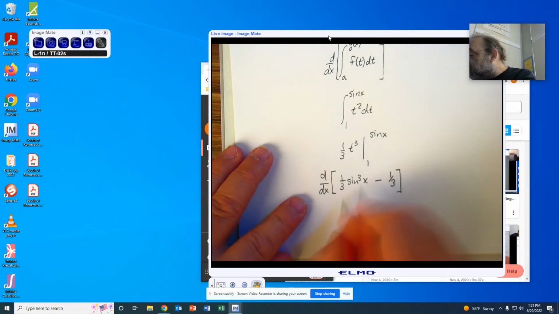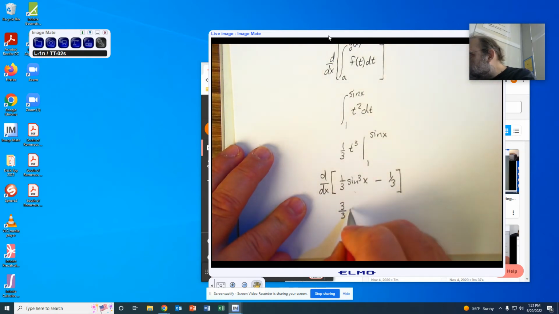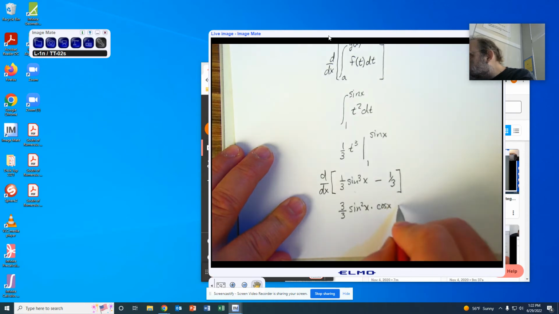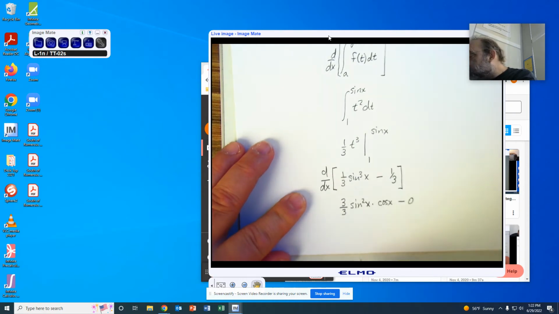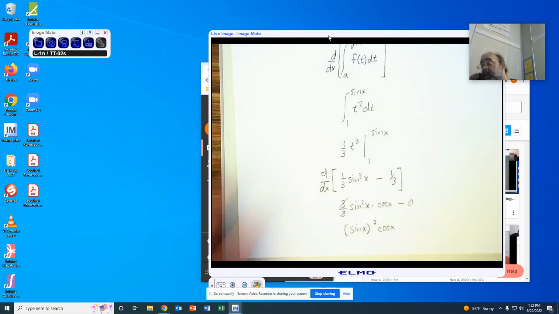All right, we're now going to take the derivative of this in terms of x. And you'll notice that the 3 comes out, giving me 1/3 times 3 sine squared x times the derivative of the inside piece, cosine x, minus 0. And notice what we end up with is sine x, the quantity squared, cosine x.